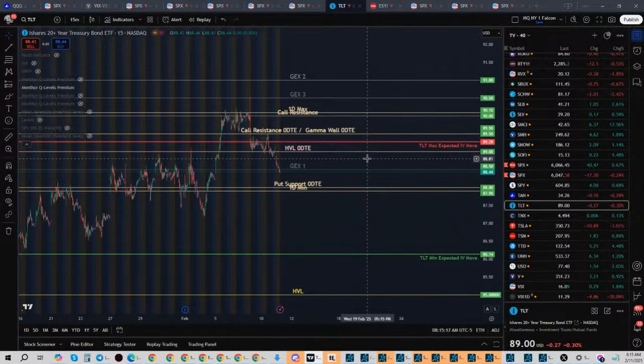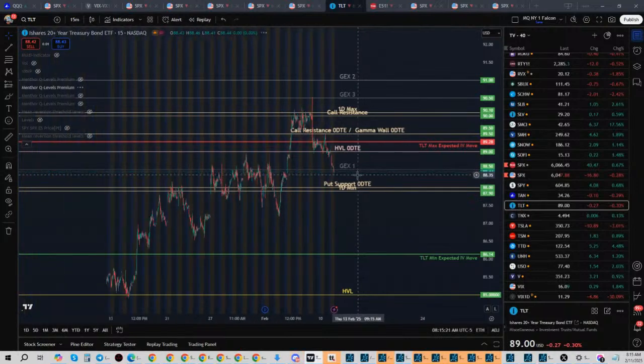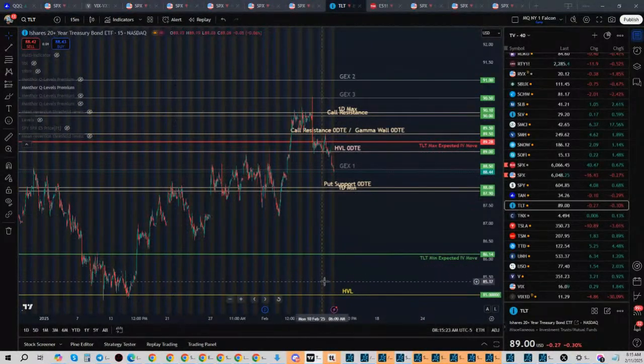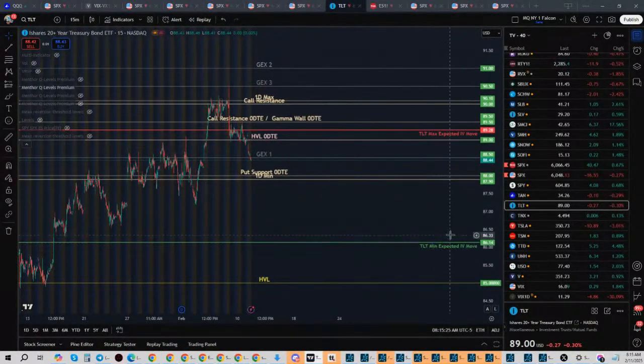There was some activity a couple weeks ago in TLT 88 and 89 calls when we were down here. This was the IV expected move I mapped out then. This is kind of old news, but you see we kind of reached it and came down.